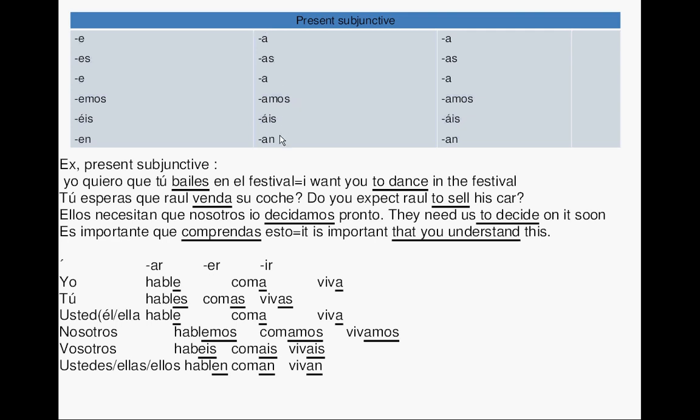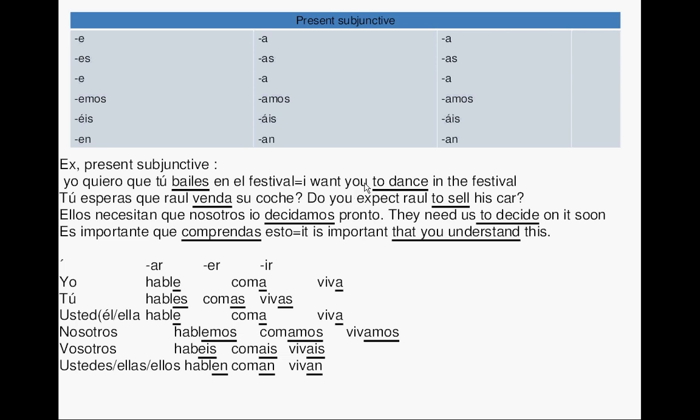Present subjunctive. I want you to dance at the festival. Yo quiero que tú bailes. Tú bailes, from bailar. AR changes to ES. En el festival. I want you: yo quiero que. To dance, because it is present subjunctive, it is bailes. En el festival.